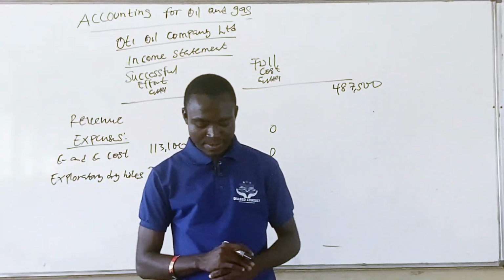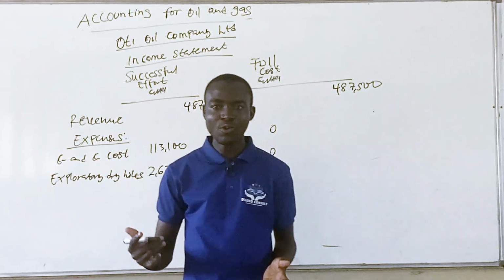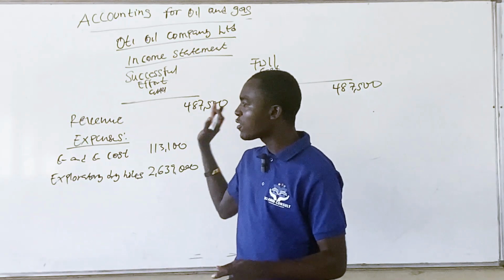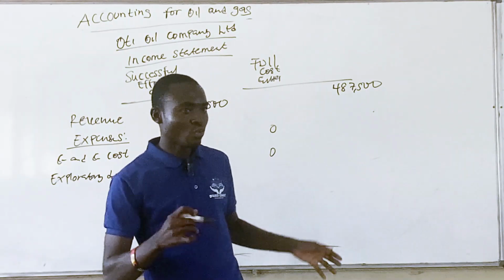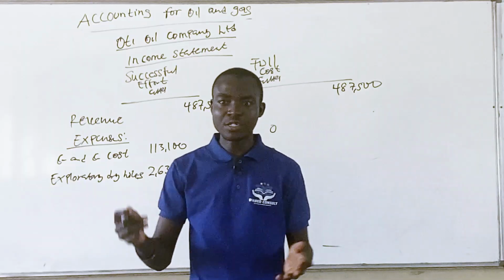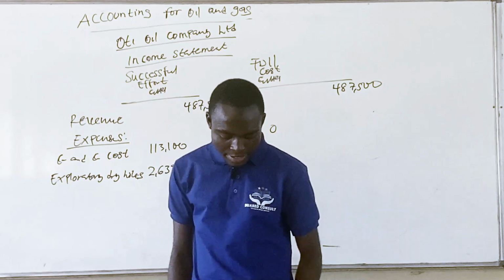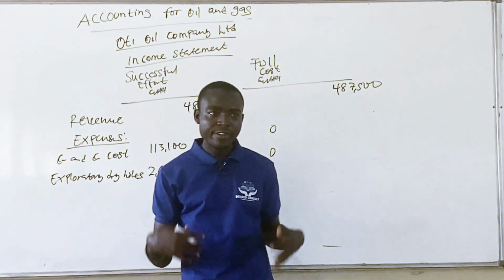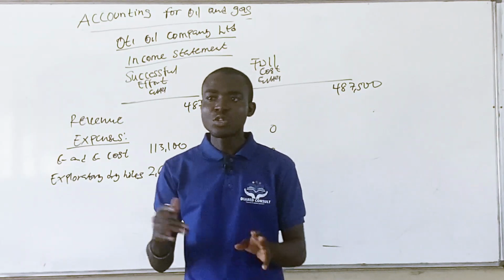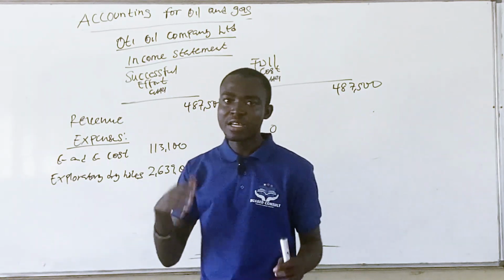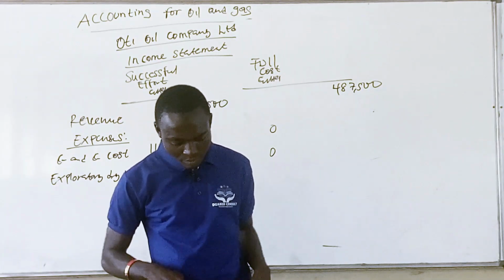The next transaction is the exploratory well, the one which was successful. Since it is successful, under the successful efforts method, it will form part of the cost of the assets, and under the full cost method, it will also form part of the cost of the assets. So we will not record it in the income statement. Development cost, too, under both methods, forms part of the cost of the asset. So it won't be recorded in the income statement. We'll treat it in the balance sheet.